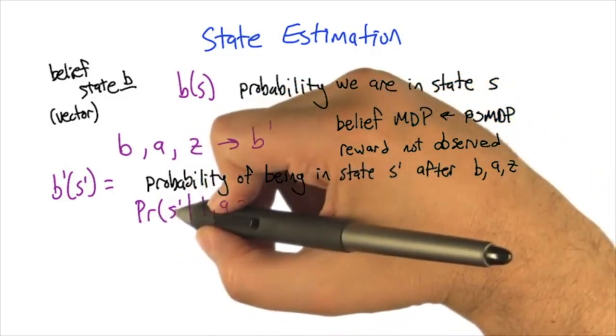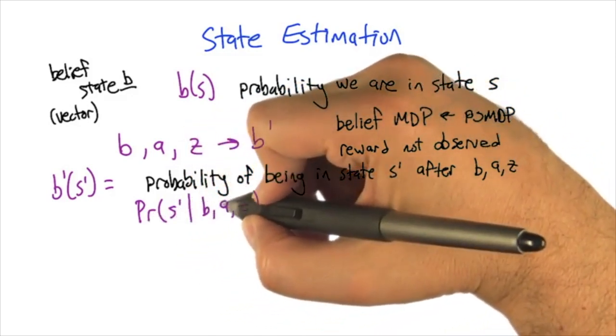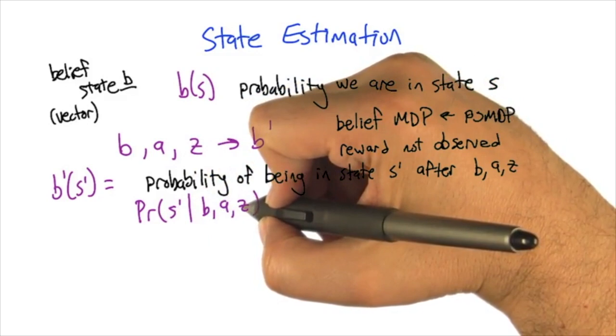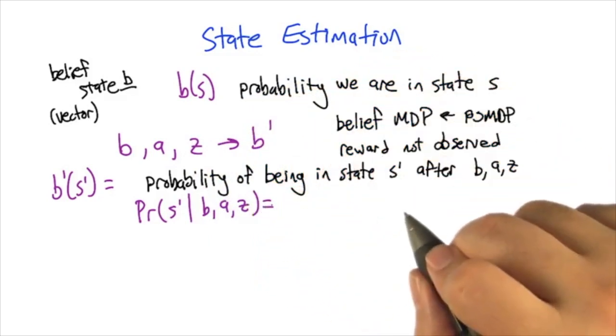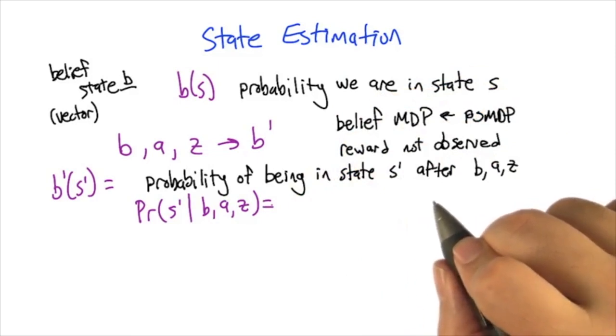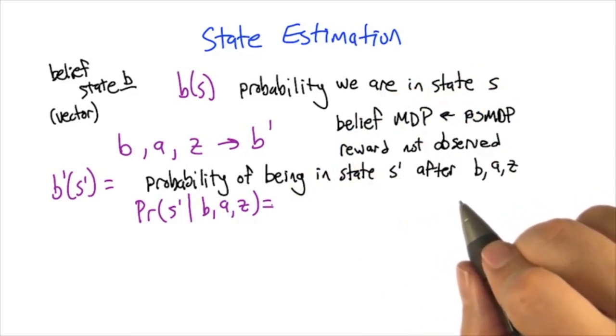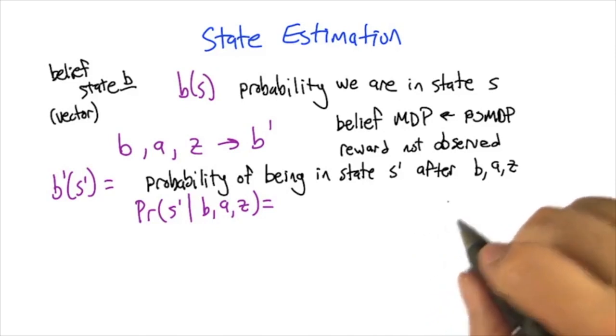Well, that's the hope. So we want the probability of the next state, given that we're in a belief state, took an action, and made an observation. Can we manipulate this expression using the laws of probability to make sense out of it?